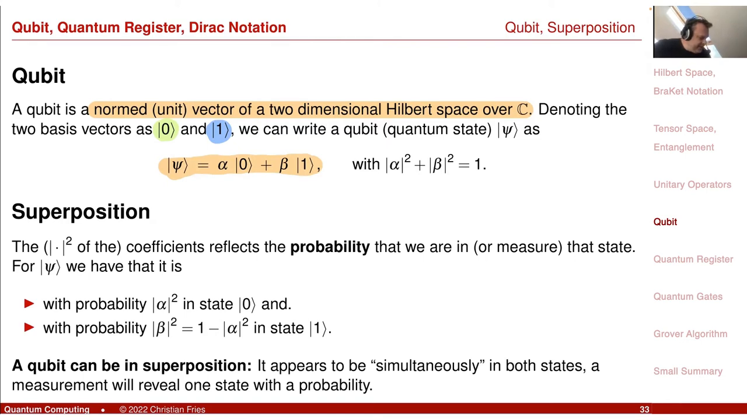Maybe a better word for this situation is that we have superposition. The state is here in superposition. We have a certain amount of |0⟩ and a certain amount of |1⟩ in superposition. And the coefficients reflect the probability that we measure the state in |0⟩ with probability |α|² and in |1⟩ with probability |β|². So the qubit can be in superposition. It appears to be simultaneously in both states, and the measurement will reveal one state with a certain probability.